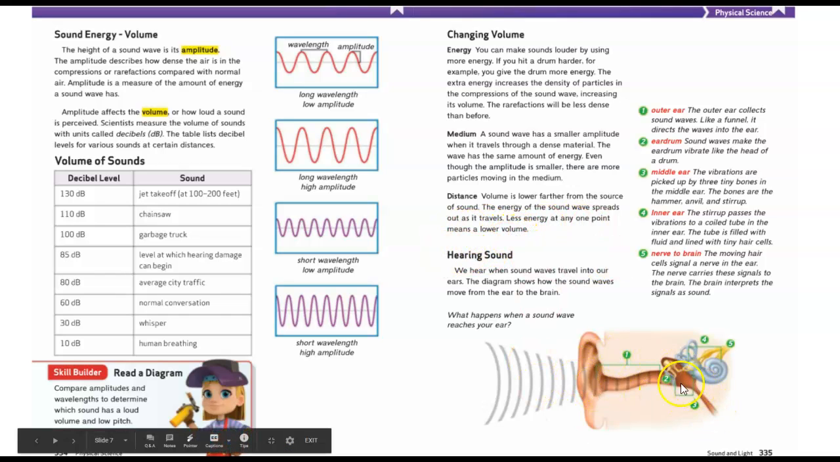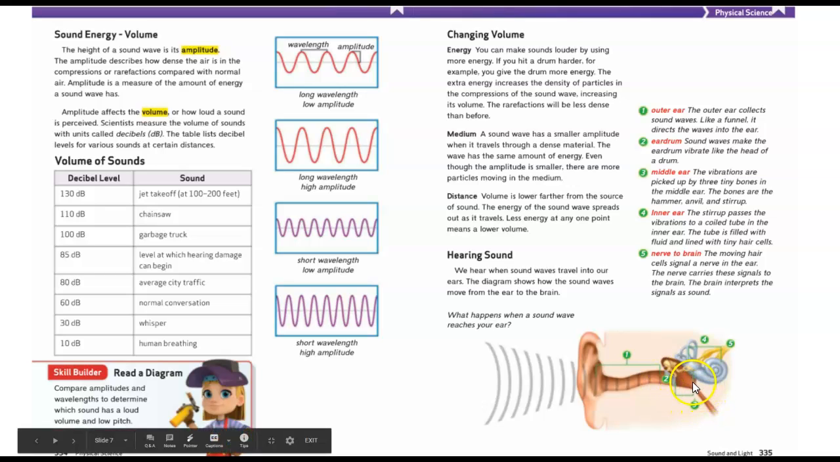Hearing sound. So here's your hearing system. Remember, this is what helps you hear. We hear when sound waves travel into our ears. The diagram shows how the sound waves move from the ear to the brain. What happens when a sound wave reaches your ear? So here I have a sound wave coming in. This is my outer ear. The outer ear collects the sound waves like a funnel. It directs the waves into the ear, and then it goes here to your eardrum. The sound waves make the eardrum vibrate like the head of a drum.